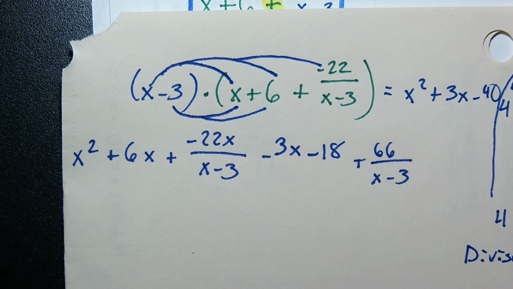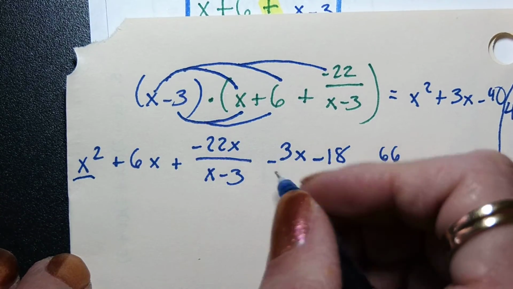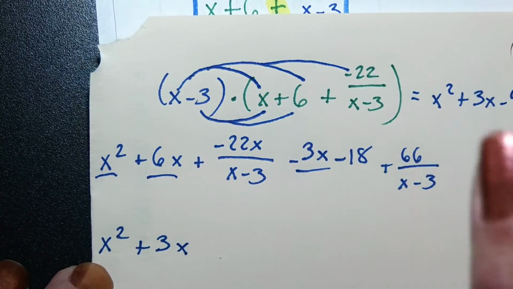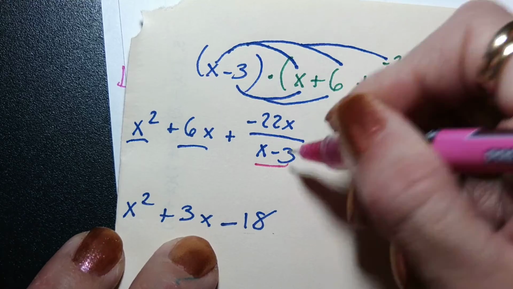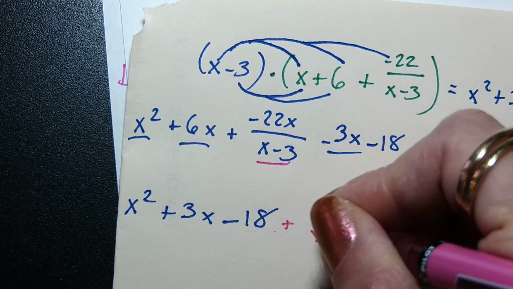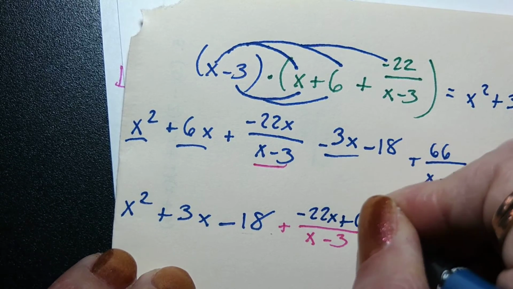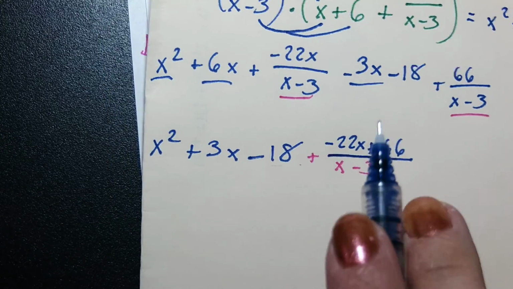Are we a little bit nervous? Yeah. Why are we a little bit nervous? Because we've got those fractions involved. So let's just see what happens here when we start combining our like terms. We've got x squared. We've got 3x. We've got that minus 18. Now, these two fractions have a common denominator, x minus 3. So I'm going to leave the denominator and add the tops together. Did we get the same thing we should be getting yet? No. Not yet. We can actually simplify this fraction.